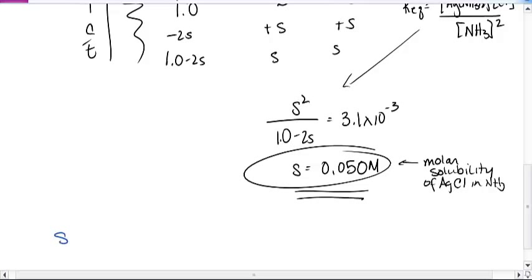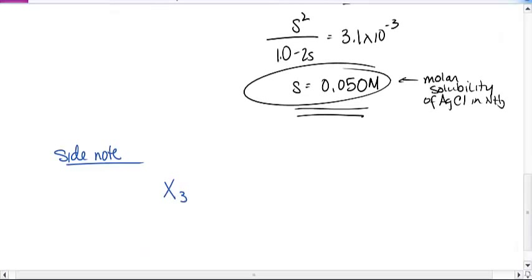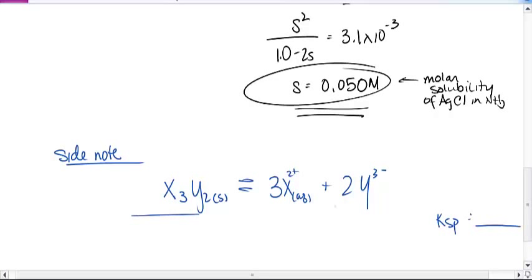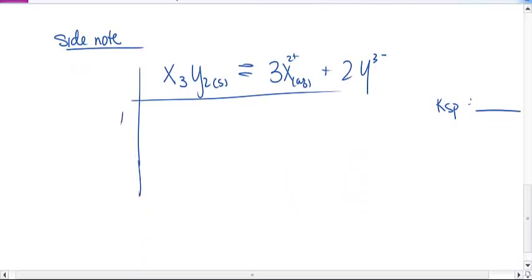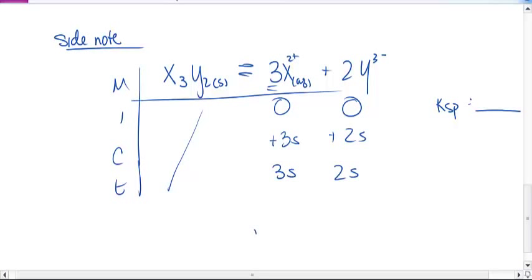A side note, just because I don't want people to get confused here, is if we were to look at some reaction, say X3Y2 solid, and it breaks apart into 3 X2+ and 2 Y3-, and you're given the Ksp as some value, and you were to do the ICE table, we're not going to do it for the solid, and this becomes 0 and this is 0, and you gain 3S and you gain 2S, and so this becomes 3S and 2S. But when you are asked the question, what is the molar solubility?